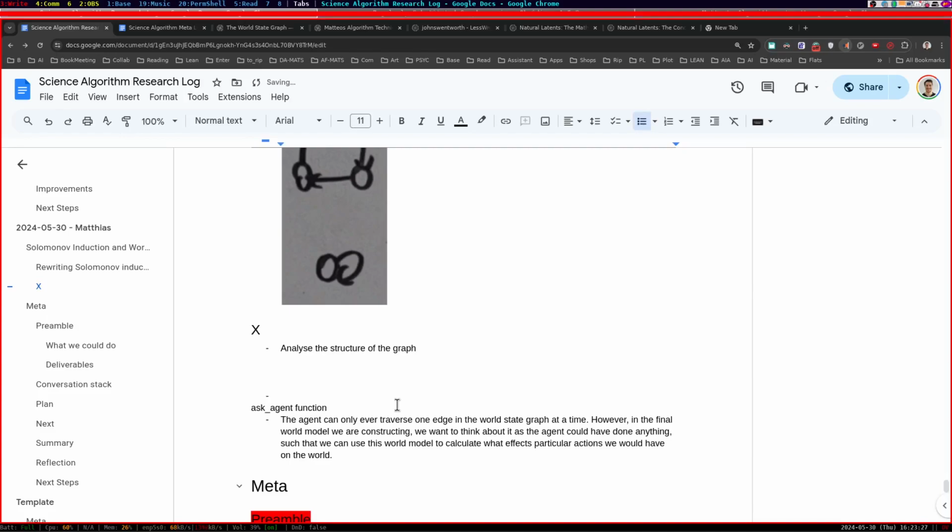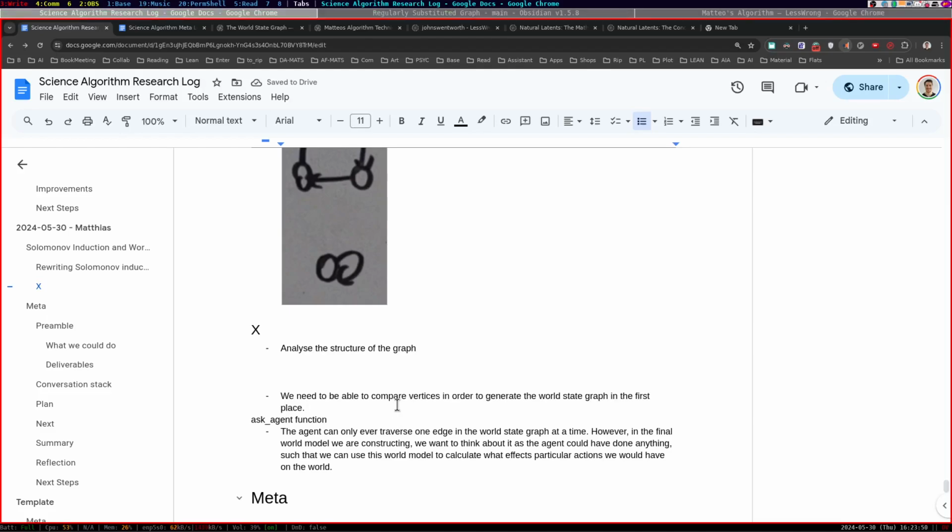We need to be able to compare vertices in order to generate the world state graph in the first place. But that's the only thing you need to do, actually. I don't think you need anything else. If you can compare world states, you can do it.